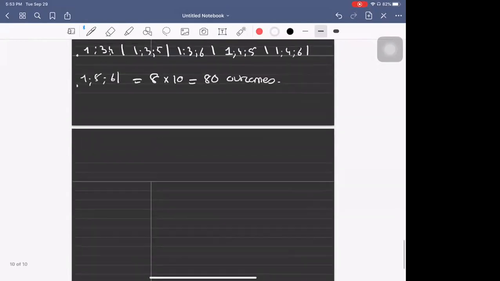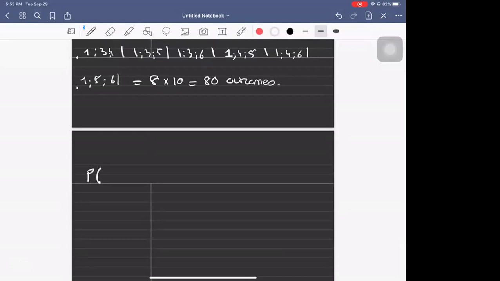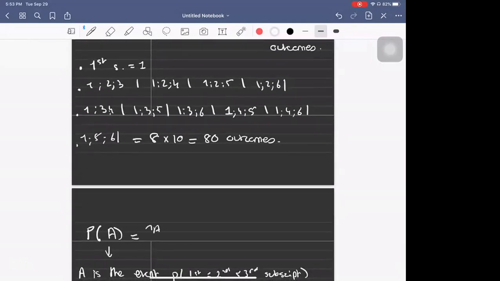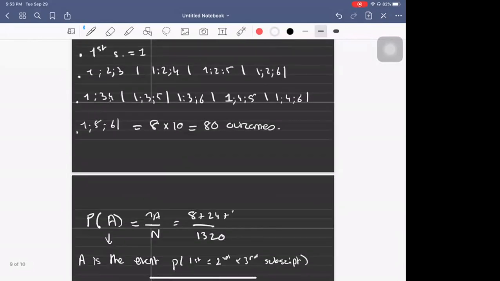So, in conclusion, I'll call the event A. A is the event, the probability that the first subscript, second, one and third subscript. And that will be equal to NA over N. We knew N was 1320 at the beginning, and N is equal to 8 plus 24 plus 48 plus 80.